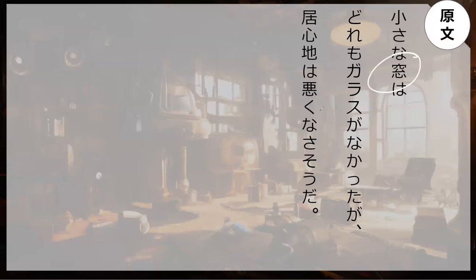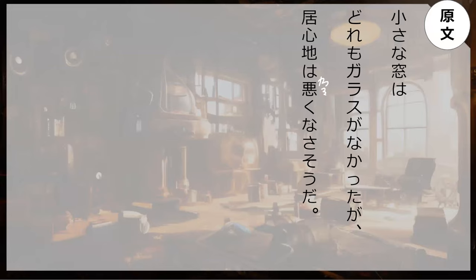Okay, can you read this kanji? Chiisana mado. Perfect. Let's read this line from the book. Chiisana mado wa dore mo garasu ga nakatta ga, igokochi wa warukunasasou da. Warukunasasou. Why is it sasou?